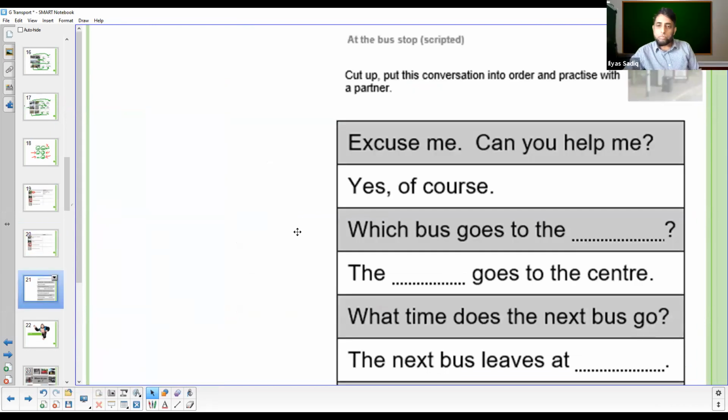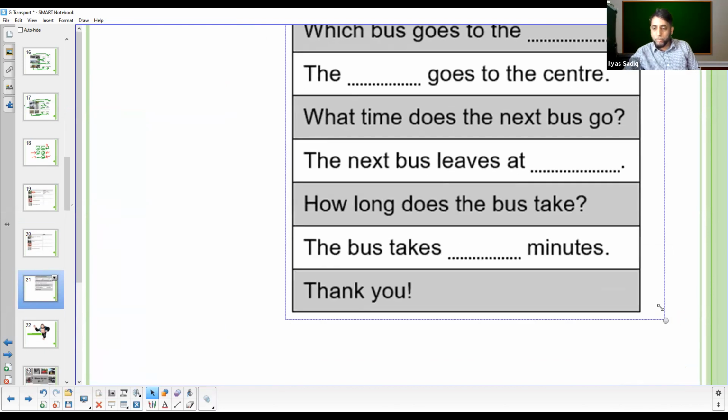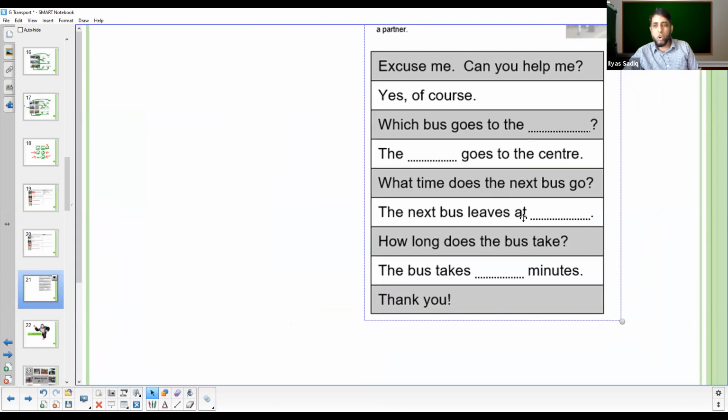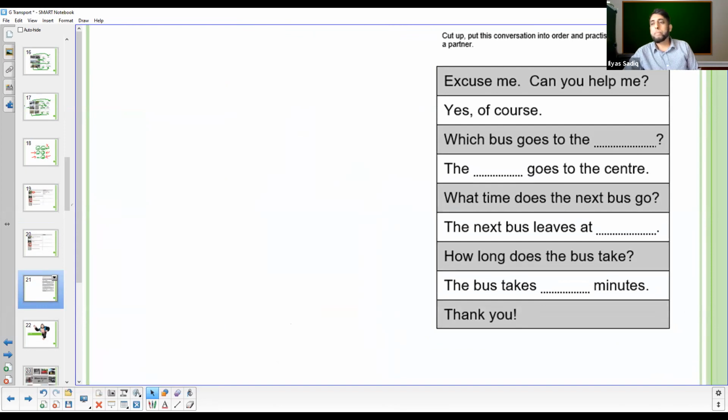So now, suppose you are standing at the bus stop and you are new to that town and you don't know when the bus comes, and you just ask somebody, excuse me, can you help me? Then the second person says, yes, of course. Then he says, which bus goes to, for example, if I want to go to Piccadilly in Manchester, or Victoria in London. So which bus goes to the city center?